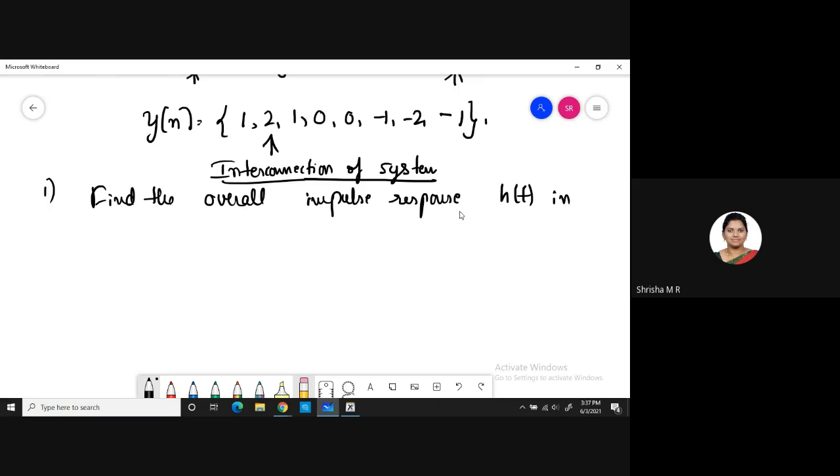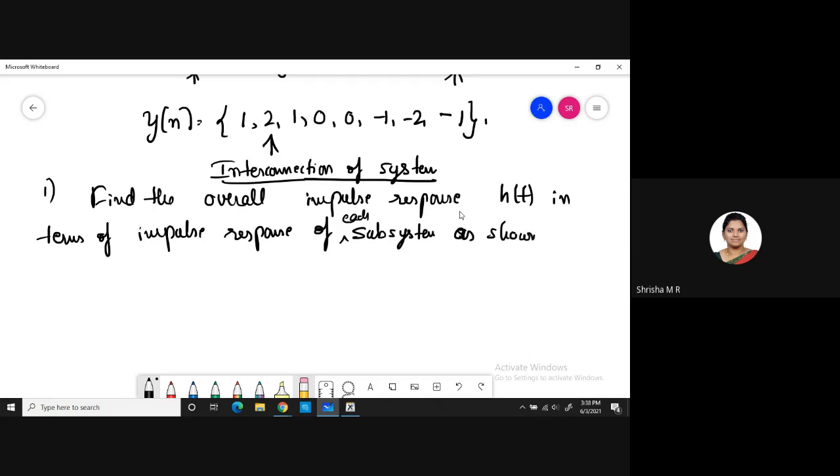Find the overall impulse response h of t in terms of the impulse response of each subsystem shown in the figure. Okay, so take down the diagram.